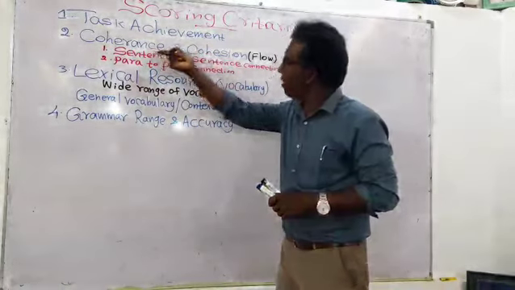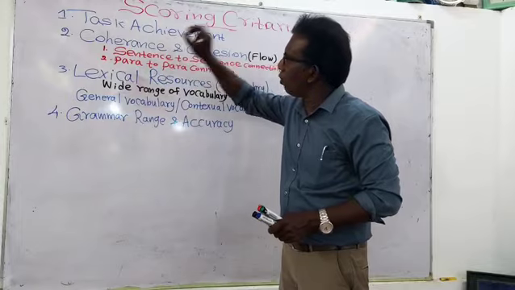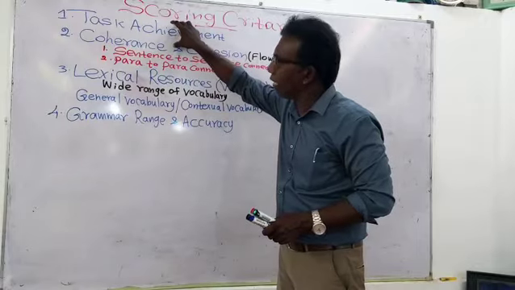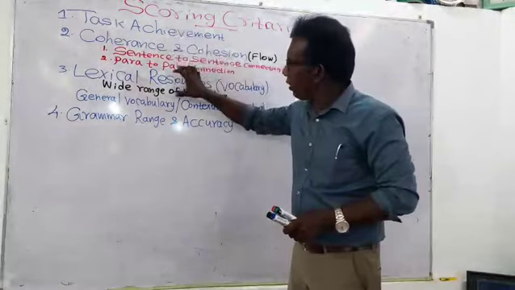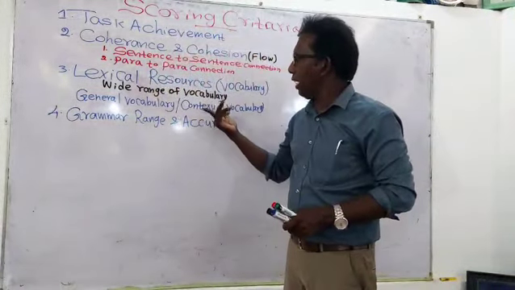Now, coherence and cohesion means flow. Task achievement means your answer should fit well with the question. Lexical resource means vocabulary. Yes, it is general vocabulary and contextual vocabulary.